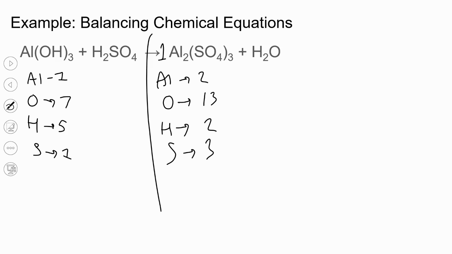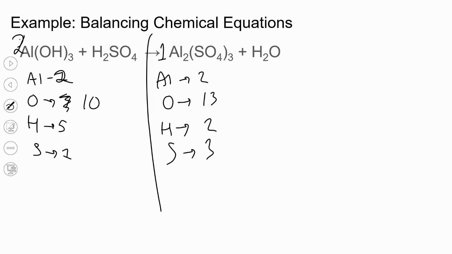So I have 2 aluminums here. How can I make this have 2 aluminums? I'm going to put a 2 in the front. Good. It's kind of on the edge. That's a very nice 2. So now I'm going to change my numbers. I've got 2 aluminums. That one matches now. And then I have 2 times 3 oxygens is 6 oxygens here, plus 4 is 10. Is that right?